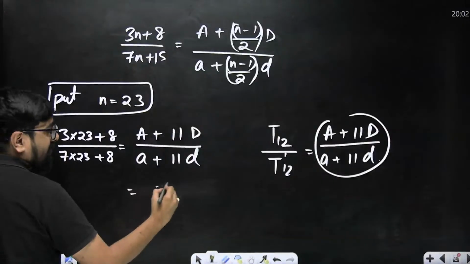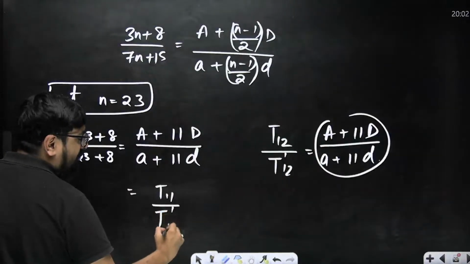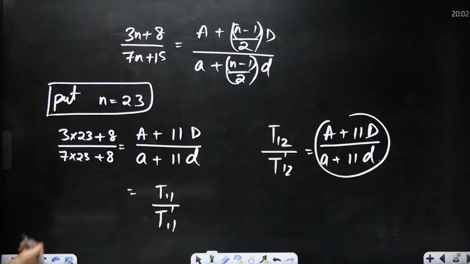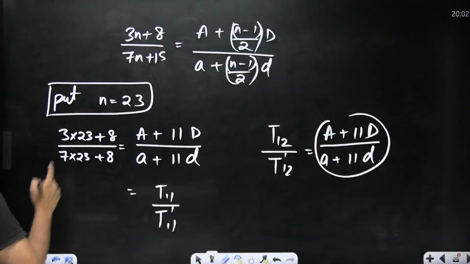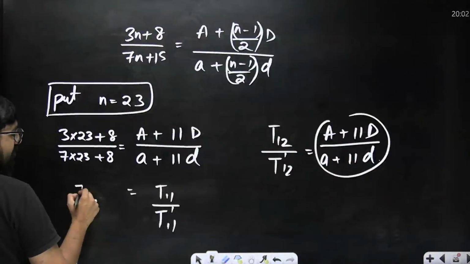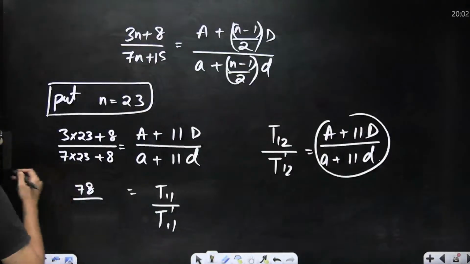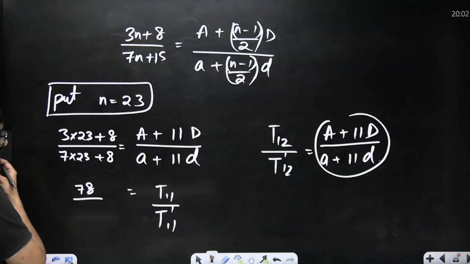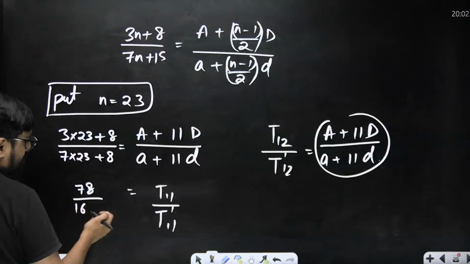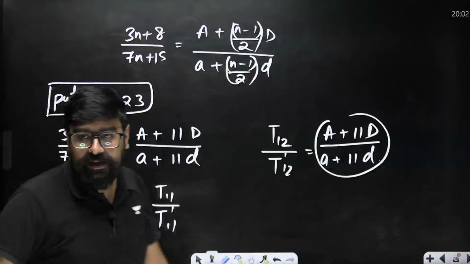This is T11 divided by T11, isn't it? And I have a numerical answer over here. 69 plus 8, 77 divided by, what will this be? 2 7s, 14, 3 7s are 21, 161 plus 8, 169. Something like this. Calculate again to check.